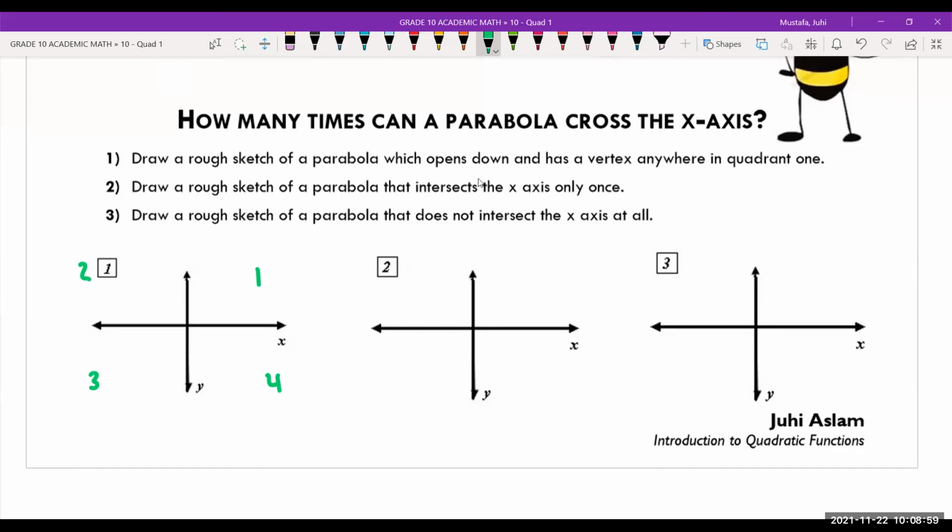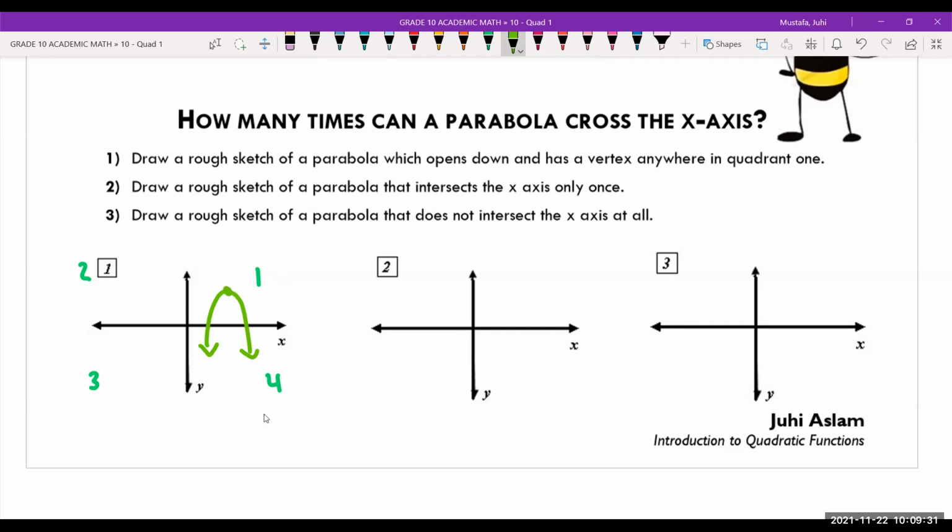If our parabola opens down, just show me with your hands, what shape does that look like? A bowl or a cave? A rainbow, yeah, rainbow, good. It's going to look like a rainbow. So it has a vertex anywhere in quadrant 1, and literally we can have an infinite number of different answers. All of our parabolas could look different. I'm going to draw mine to look like this. So it opens down and the vertex is in quadrant 1.